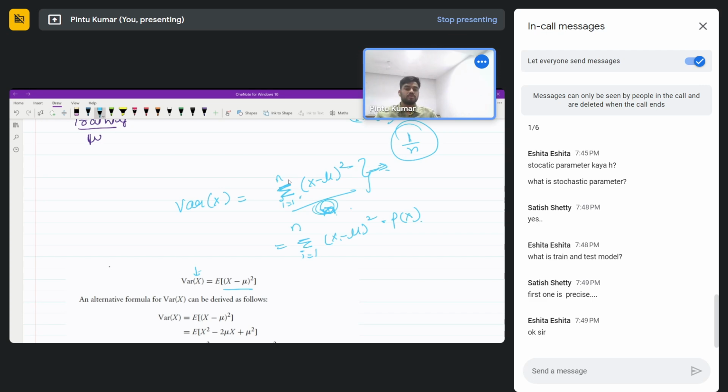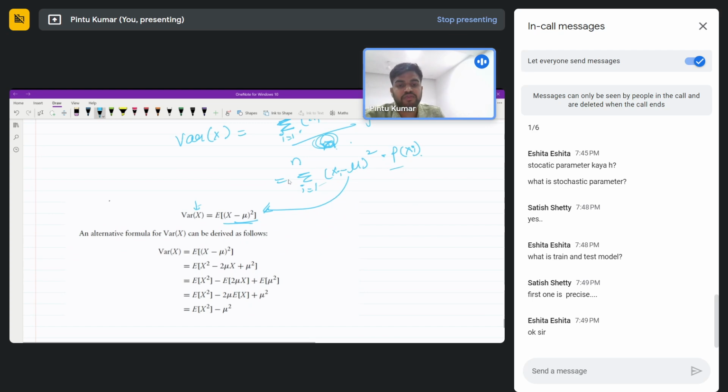Okay, so xi over here, right? This is what we can do. So this is what is defined as expectation of x minus mu whole square. Variance of x is defined as expectation of x minus mu whole square, which is nothing but summation of 1 to n of x minus mu square into probability of x.